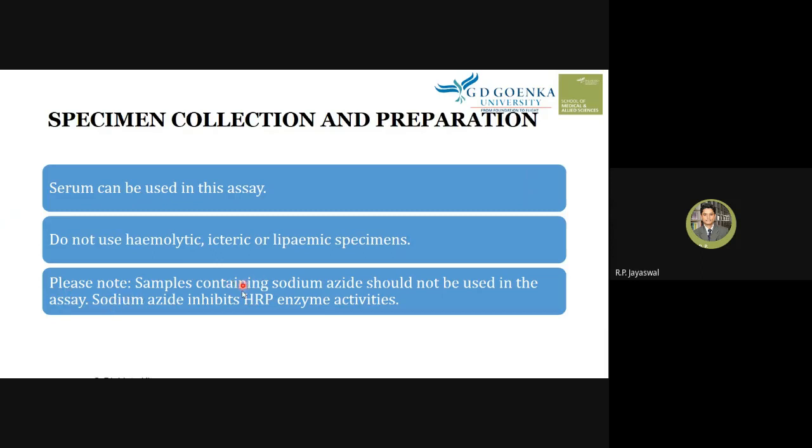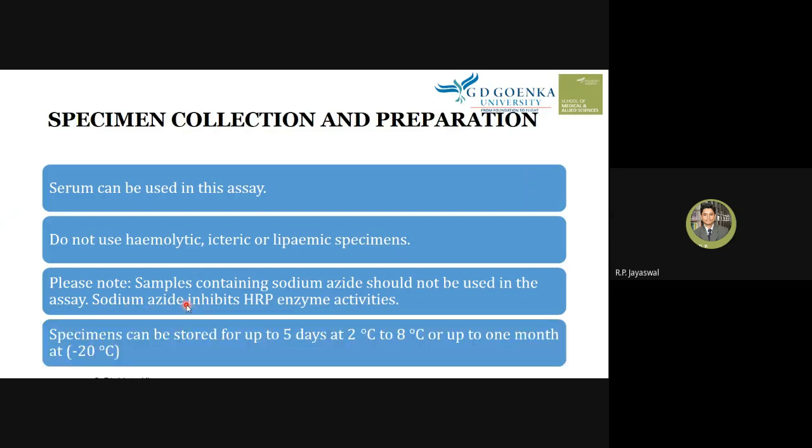Why do we avoid sodium azide? Because this inhibits HRP enzyme activity, the HRP enzyme that we use in the conjugation of antibodies. So that HRP enzyme activity can be inhibited because of sodium azide. So it should not be used in the sample.